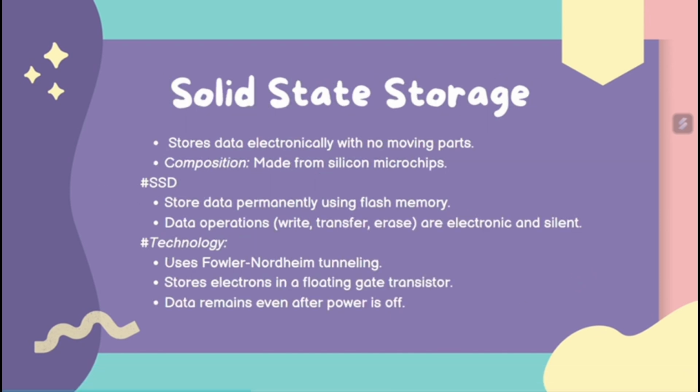And then solid state storage. Solid state storage stores data electronically with no moving parts. It is made from silicon microchips. An example of solid state storage is SSD. SSD stores data permanently using flash memory. Data operations like write, transfer, and erase are electronic and silent. The technology used in solid-state storage is Fowler-Nordheim tunneling. It stores electrons in a floating gate transistor and data remains even after power is off.